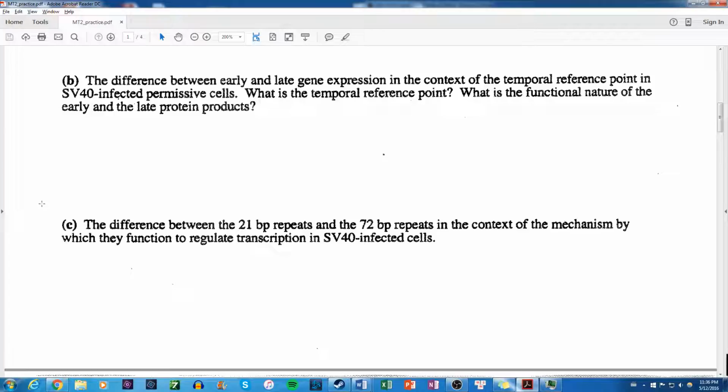Now the 72 base pair repeats function as an enhancer, and an enhancer basically increases transcription. The way transcription is increased through the 72 base pair repeat is that a protein called AP1 binds to that area. When AP1 binds there, it stabilizes the RNA transcripts that are being made. And when you stabilize the RNA transcripts, you get a higher transcription level.